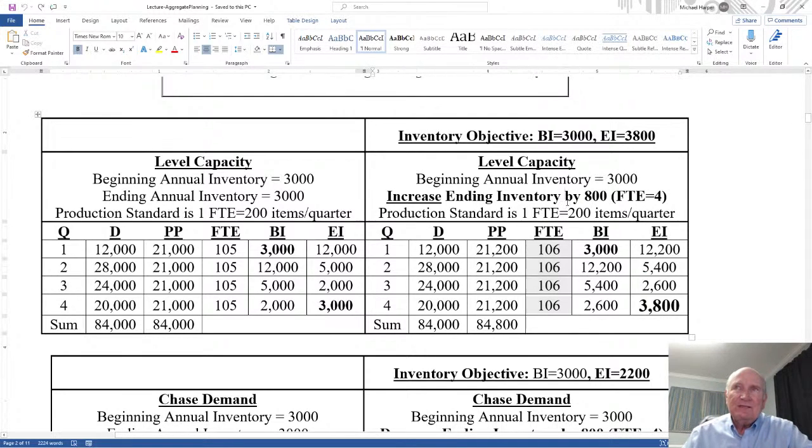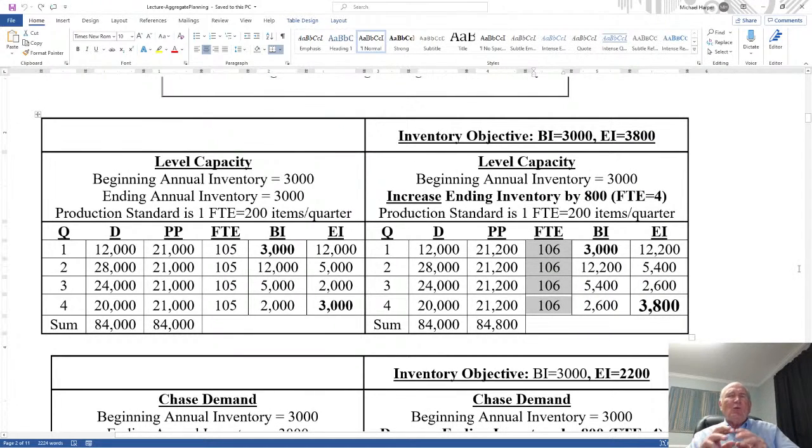A third way is if I take this 800 and divide it by my production standard of 200 items per quarter. Now this is a quarter. So 800 over 200 is 4. This is referred to as 4 quarterly FTEs: 1 FTE working full-time for 1 quarter. That's what that means. So I need 4 of those quarterly FTEs. So I can take that 4, and since I'm increasing my inventory, I'm going to increase my capacity by 4 quarterly FTEs. Well, I take that and spread it evenly throughout the year. I'll add 1 FTE every quarter, so the 105, 105, 105, 105 becomes 106.